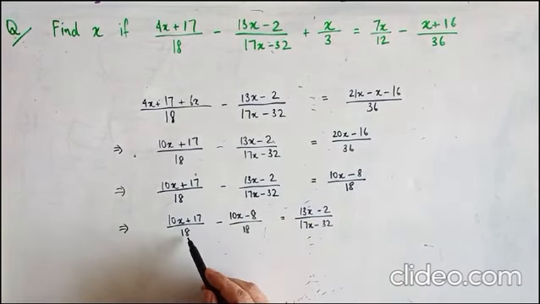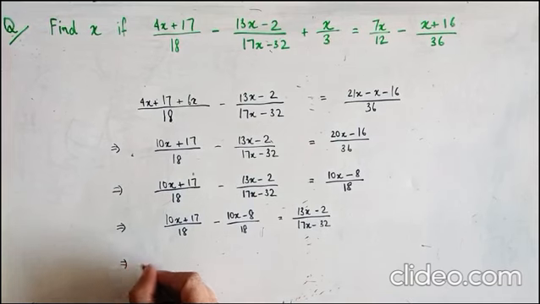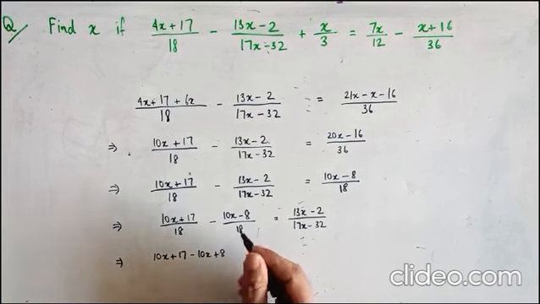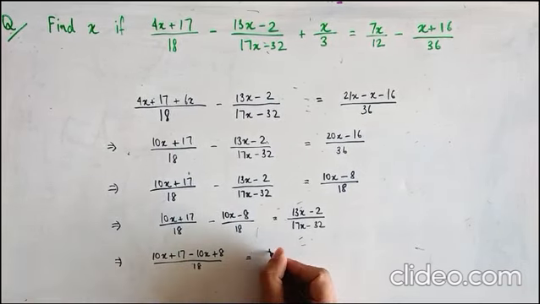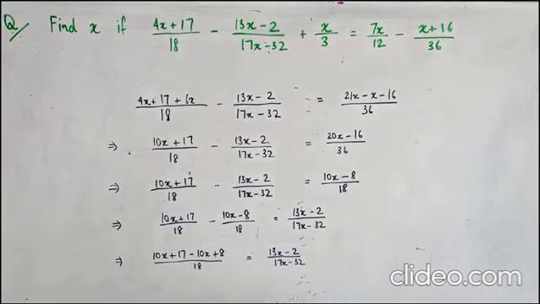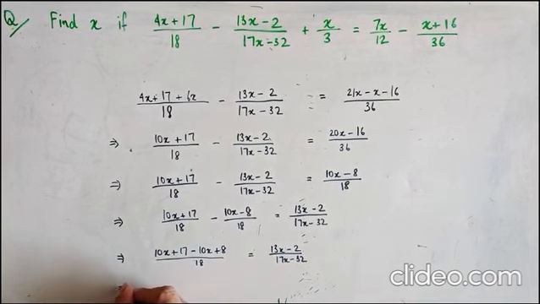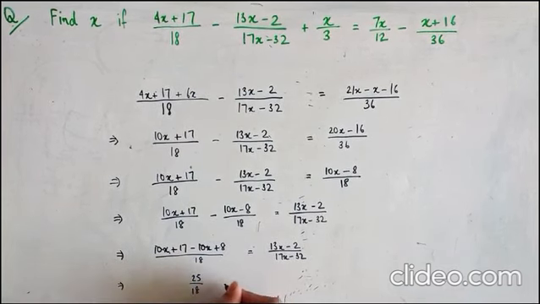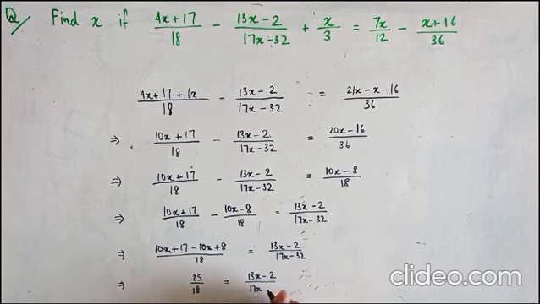Now you can see here we have a 10x by 18, we have a 10x by 18. Let us just have these terms, and since the common denominator is 18, so 10x + 17 - 10x + 8, again minus minus becomes positive, by 18 is equal to (13x - 2)/(17x - 32). Since we have little space remaining, I will just work this out a bit faster. So 10x and 10x will cancel. We have 25/18 is equal to (13x - 2)/(17x - 32).